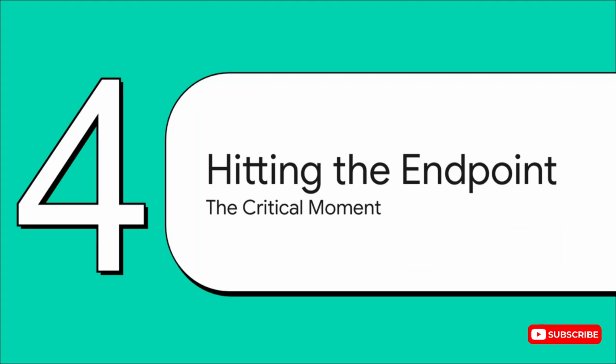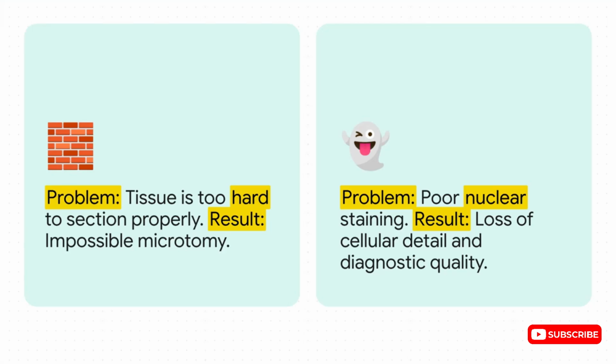This next part, this is absolutely critical. Knowing when to start the process is one thing, but knowing exactly when to stop is just as important, if not more so. You are walking a very fine line here. If you stop too early, the tissue is under-decalcified. It'll be hard, it'll feel gritty, and it will absolutely shred your microtome blade.